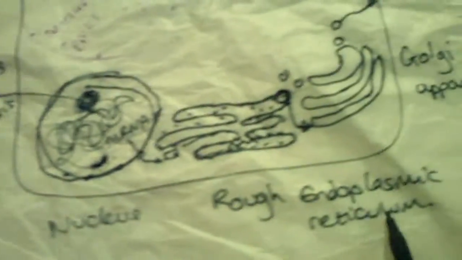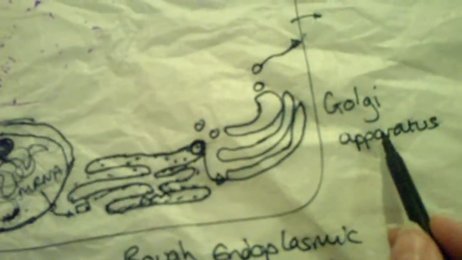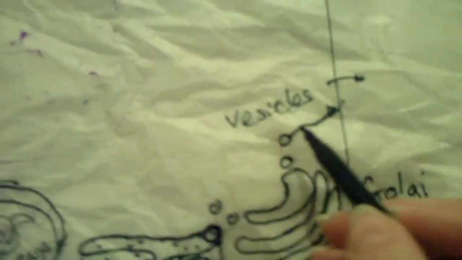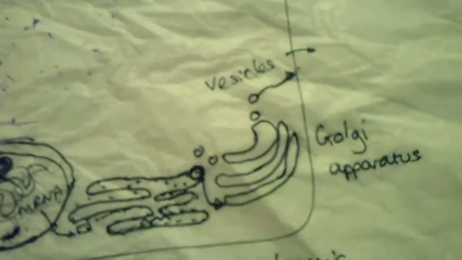So far then, we've talked about the nucleus, the nucleolus, the rough endoplasmic reticulum, the Golgi apparatus, and we've got vesicles over here which are doing the transporting. We've also got in this cell a mitochondrion, which is the site of aerobic respiration.